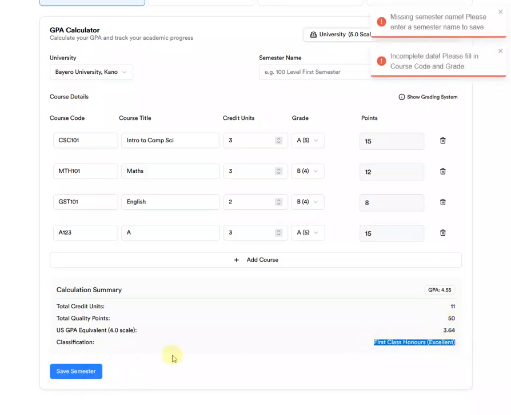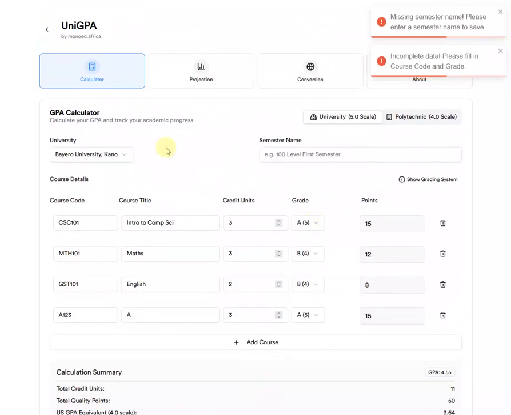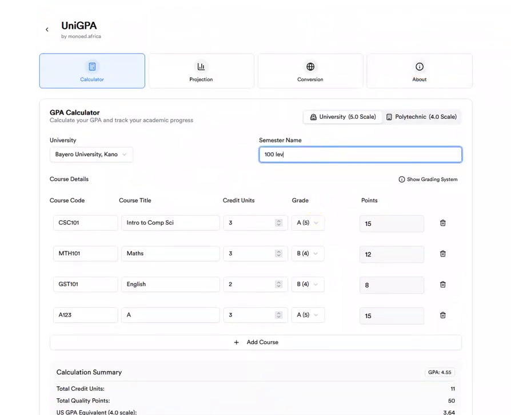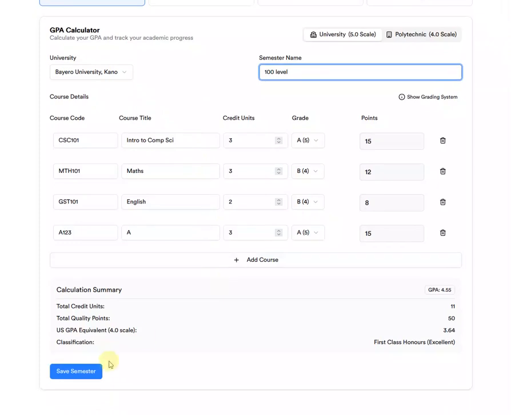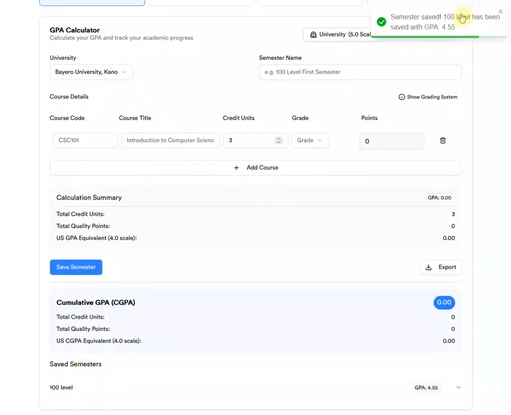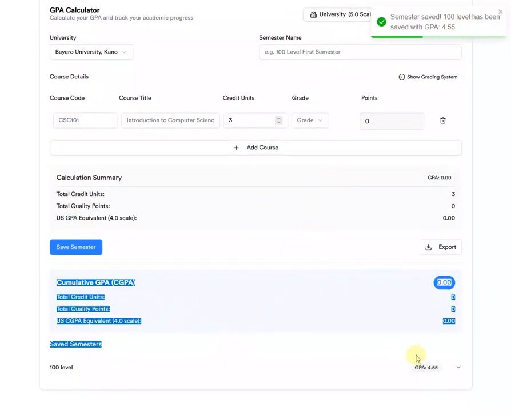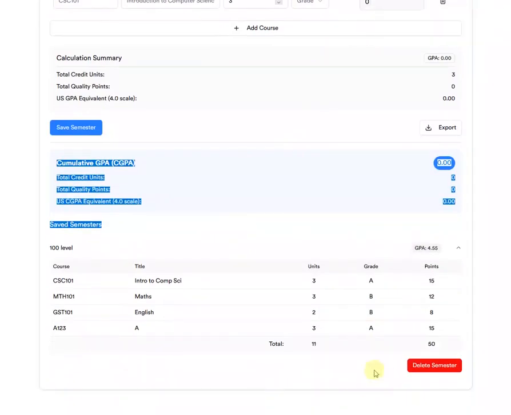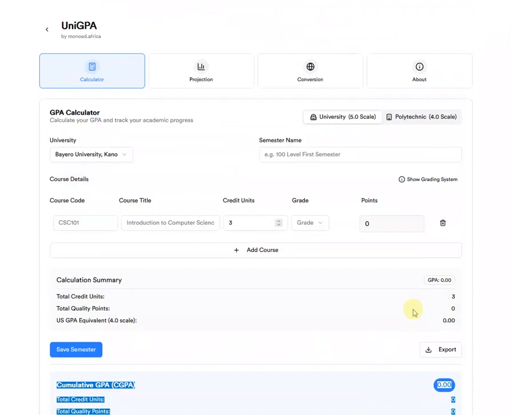And you can save it, right? If you save it, you have to put in your information like what level. This is 100 level. I think that should work. Cool. It has been saved, 100 level. You can see it here. So you can just come back. It's saved on your browser, and you can just come back and keep filling and stuff like that.